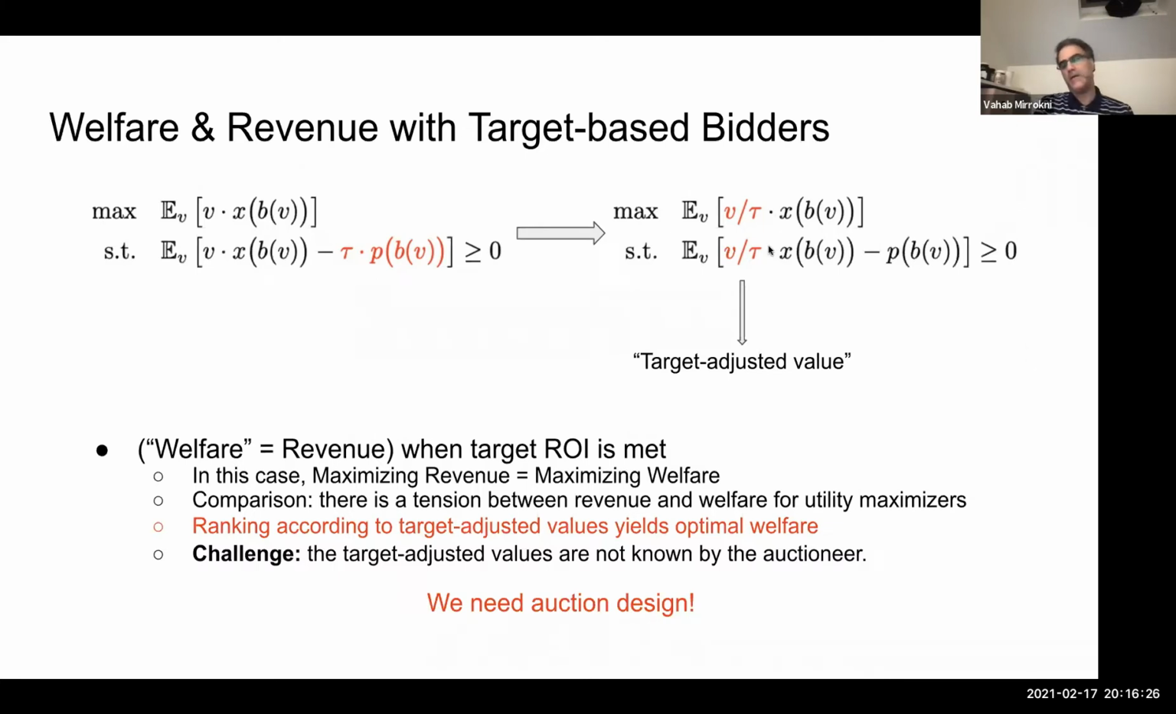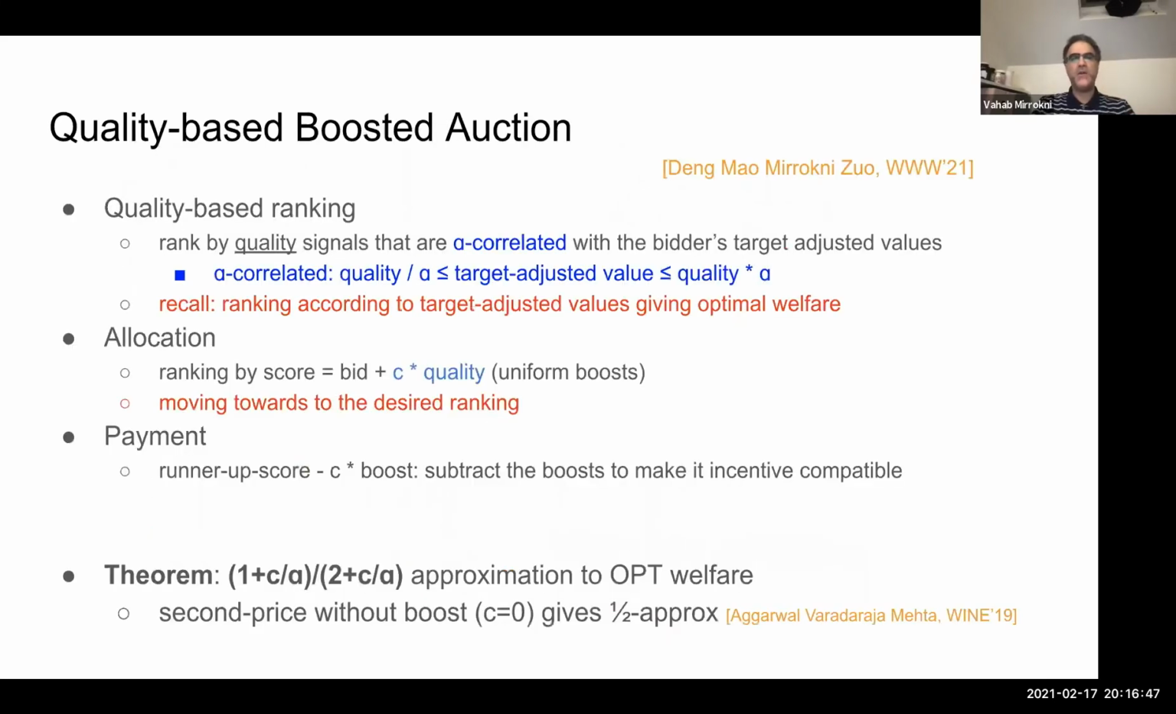In reality, we don't know this exact target adjusted value, and the advertiser actually declares their value and their target for us to use. So we still need an auction, but there is maybe a big difference in optimizing this auction. The first thing that we observe in this recent upcoming paper in WWW is that we can add quality boosts to such auctions and improve the quality of the equilibrium after the bidders' response.